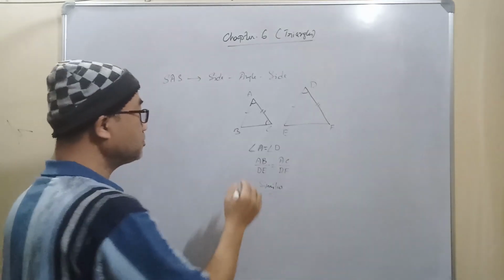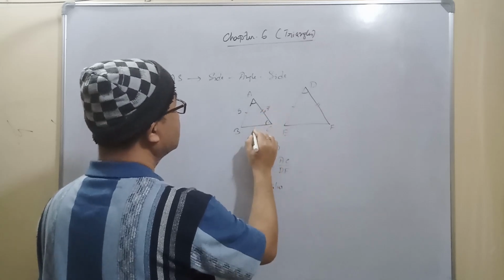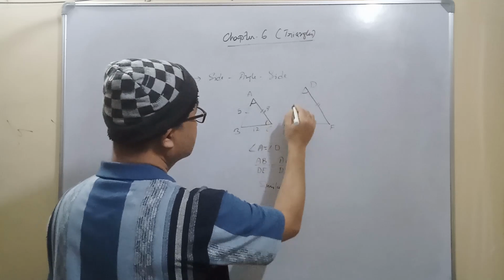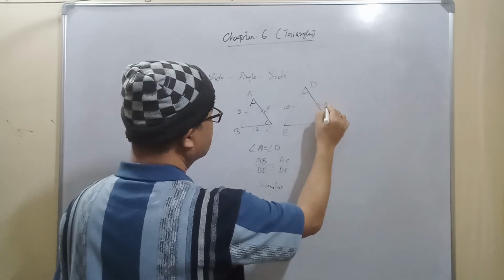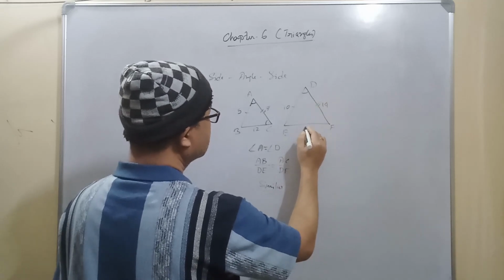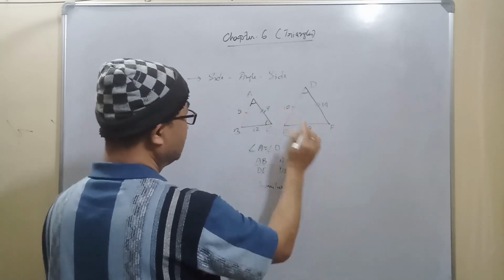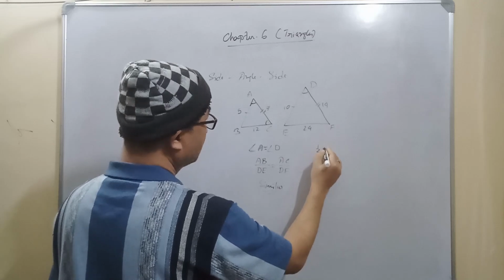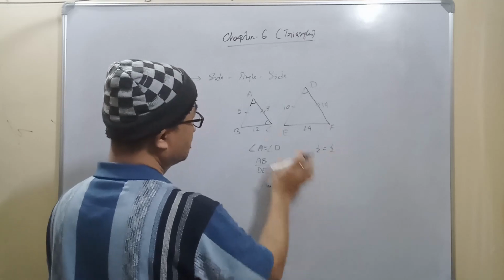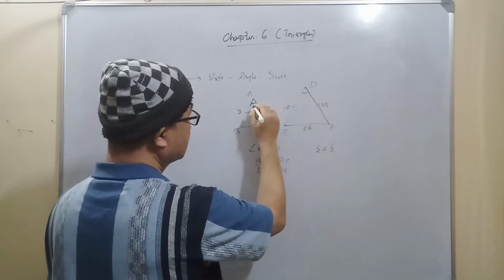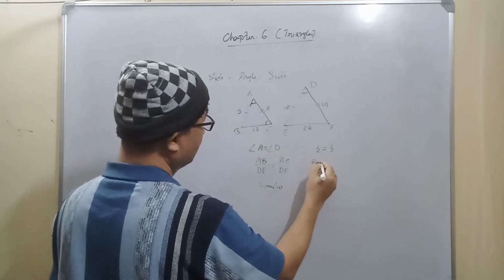For example, this is 5, this is 7, this is 12, and this side is equal to 10, this is 14, this is 24. Now 5 by 10 is half. Okay, 7 by 14 is also half. So these two sides are in proportion, and suppose A is equal to D, then the two triangles will be similar.